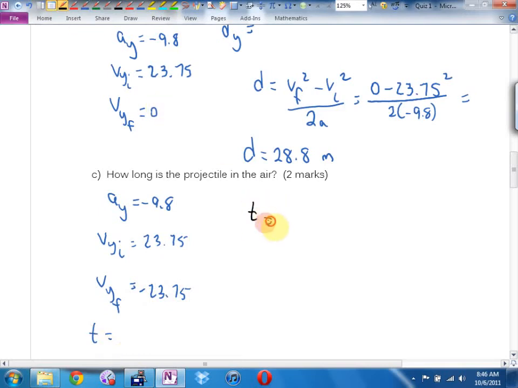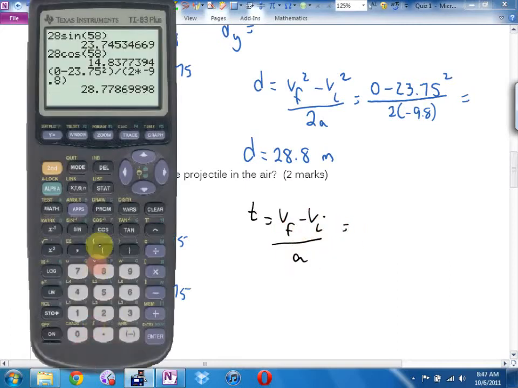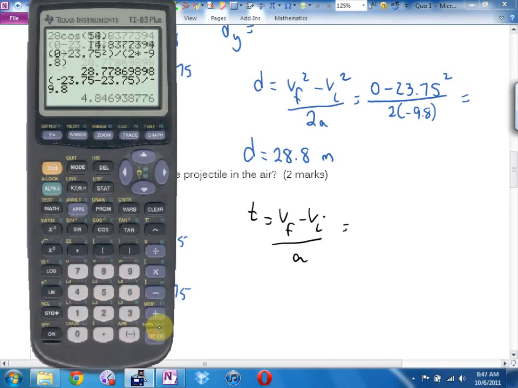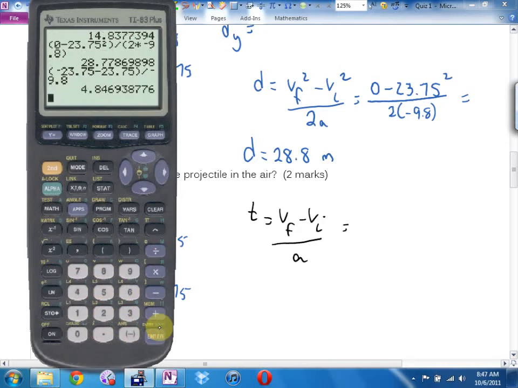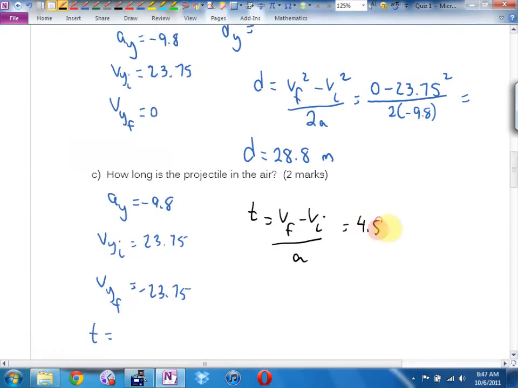VF minus VI all over A. It's going to be negative 23.75 minus 23.75, close bracket, divided by negative 9.8. Did you get 4.85? 4.84? 4.8, something close to a 4 or a 5. 4.85 is what I'm going to say. Units, seconds.